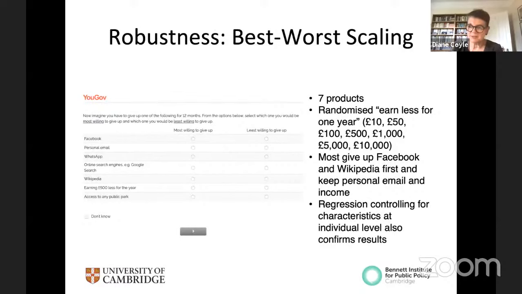Another robustness check was some best worst scaling questions at the end of the survey. And there's a randomized set of suggestions, and people have to say which they'd be most and least willing to give up. And that set narrows down. Facebook and Wikipedia, as it says here, were the first to go, and personal email, and the sum of money offered in the test was the last to go. So again, personal email emerges as having really quite different demand characteristics than some of the others. Not only niche products, you could argue that online learning is a niche product, but also some quite popular social media platforms like Facebook.